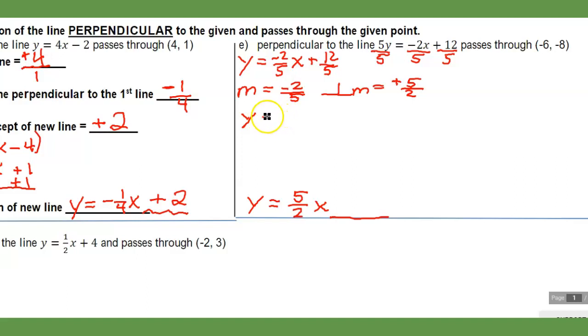So I'll have y plus 8 because it's y minus -8 here. And then the slope is 5/2 x plus 6, right? Because it's x minus -6. Okay. All right. Distribute 5/2 times x, 5/2x. 5/2 times 6.